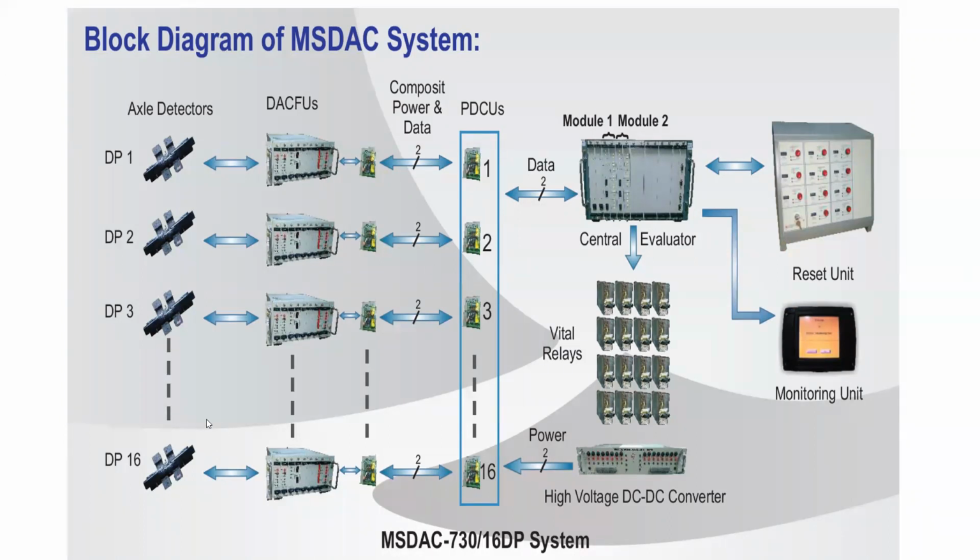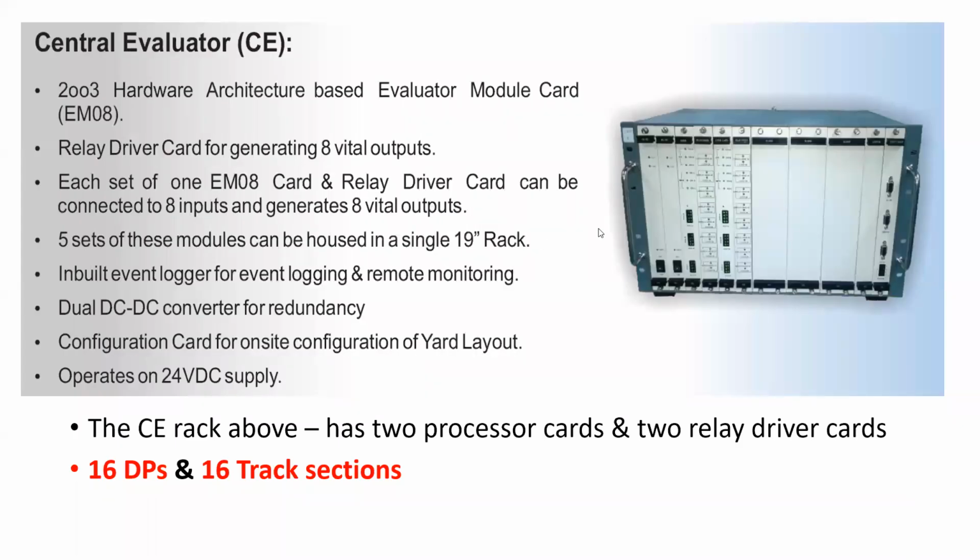So this is the architecture. It is for 16 DPs. Because it is 16 DP, you can see there are dummy plates here. There are only 2 processor units. Each one handles 8 DPs, total 16 DPs. Yeah, same diagram what you are seeing.